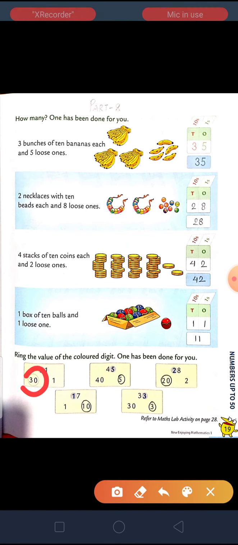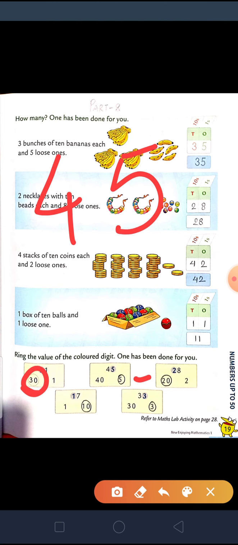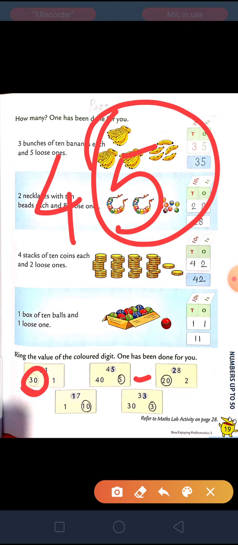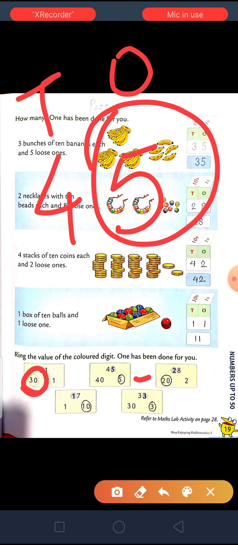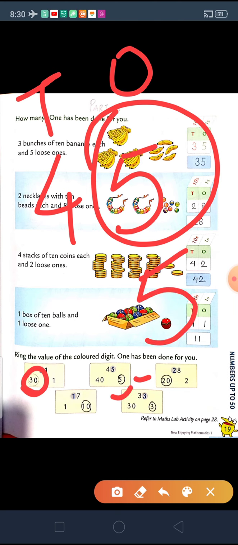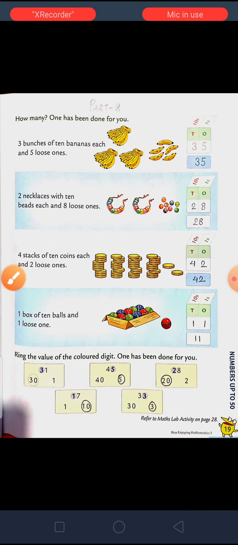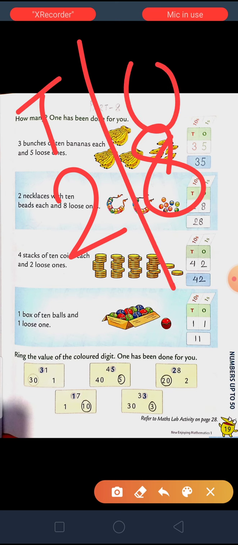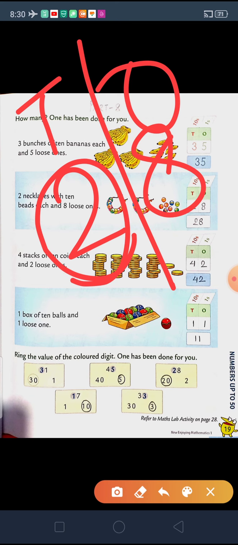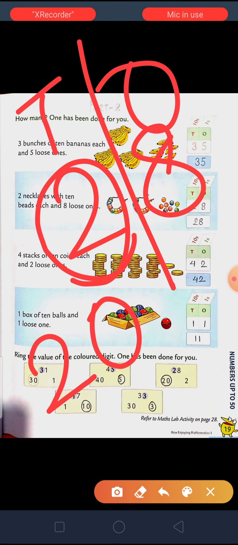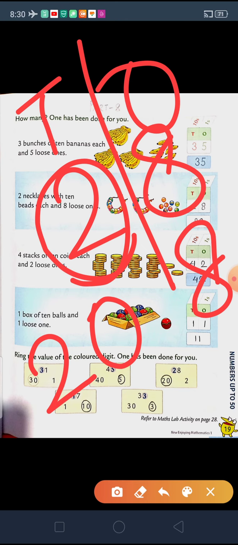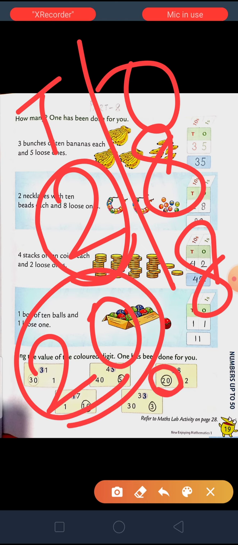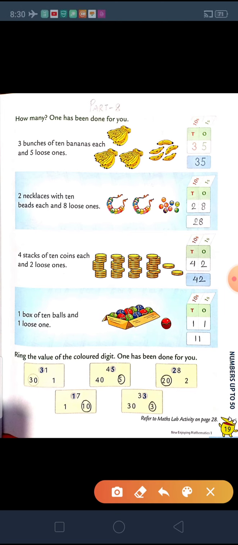So what we will do? We will circle 30. Same way as you can see 45. 45 they have colored 5, digit 5. So 5 comes in ones place, 4 comes in tens place. So the value of 5 will be 5. So we will circle 5. Next it is given 28. So if you put this in column of tens and ones, so they have colored digit 2. So the value of 2 is 20 and 8 is 8. So what we will circle 20, because 20 they have colored.